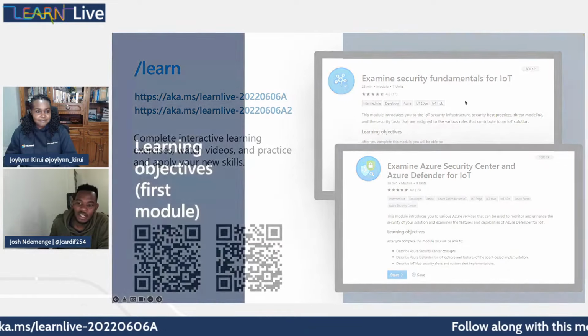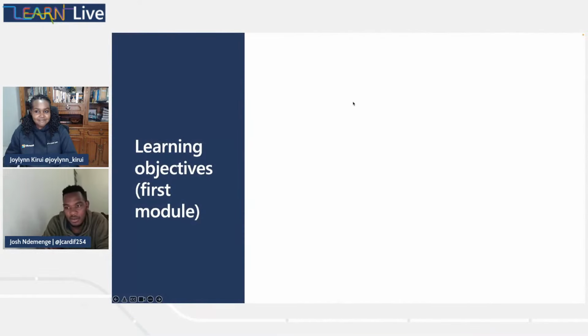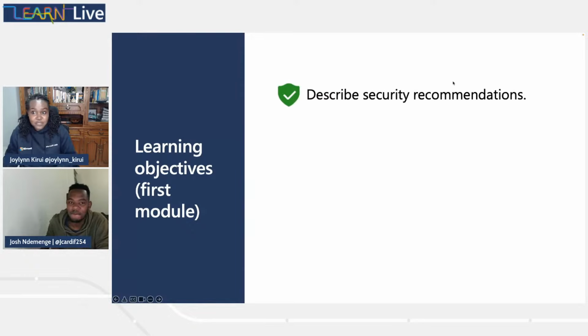So Joeline, what are the learning objectives for the first Learn module today? As you've heard, the first module is examining security fundamentals for IoT. During this session, we're going to first of all describe security recommendations. Like many other compliance bodies like CIS, which gives you recommendations for hardening your OS, your database, your web servers, we also have several security recommendations for IoT solutions, which we'll cover in this module.